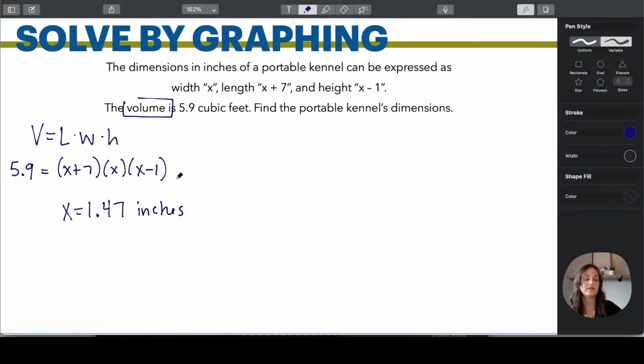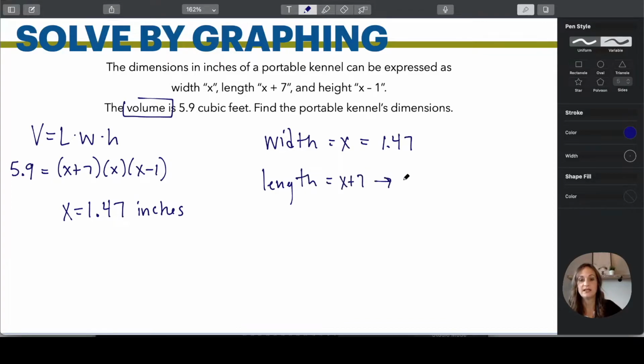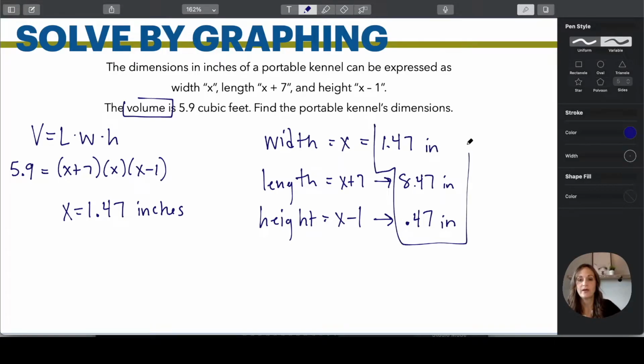So if x is 1.47, that means the width is equal to x, which is 1.47 inches. The length is equal to x plus 7, which is 8.47 inches. And the height is equal to x minus 1, which is 0.47 inches. So therefore, our dimensions of the portable kennel must be 1.47 by 8.47 by 0.47 inches.